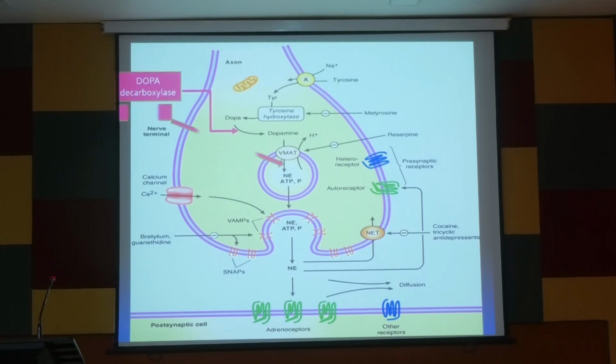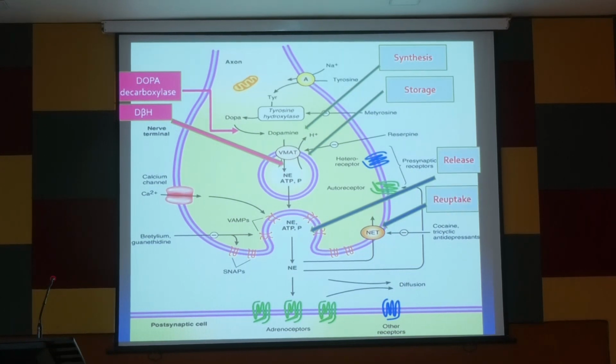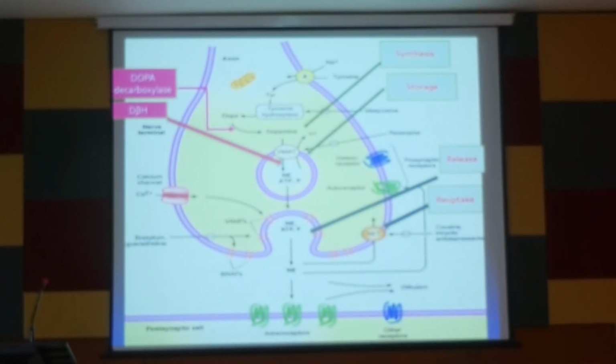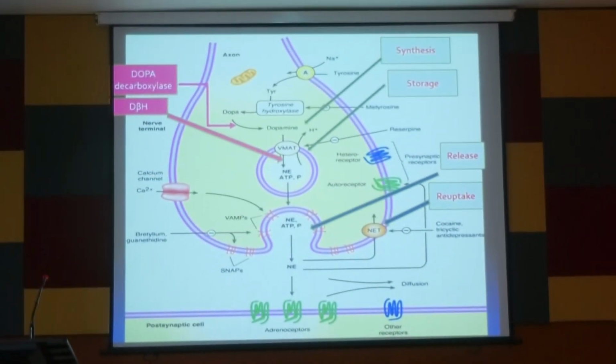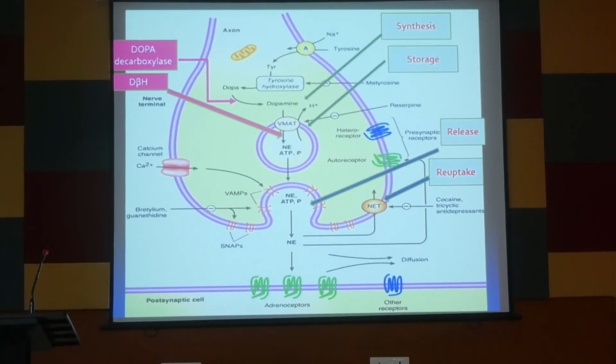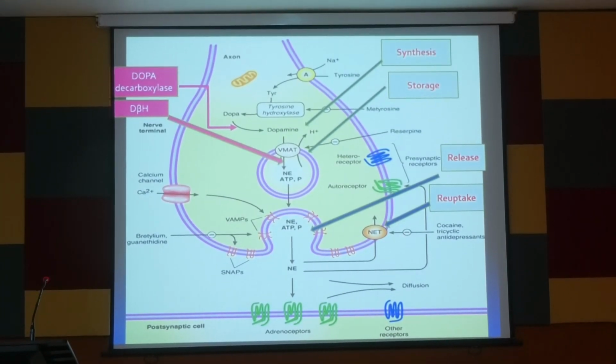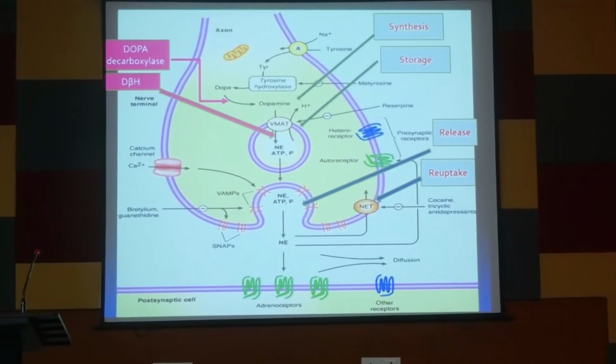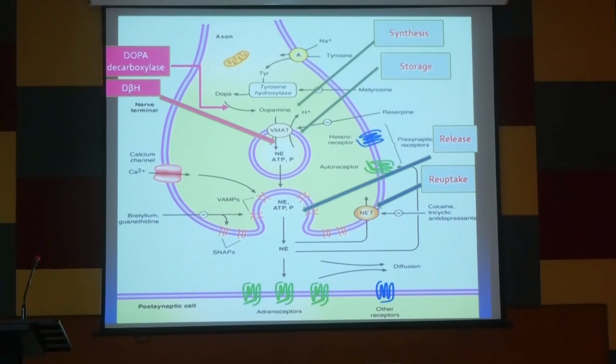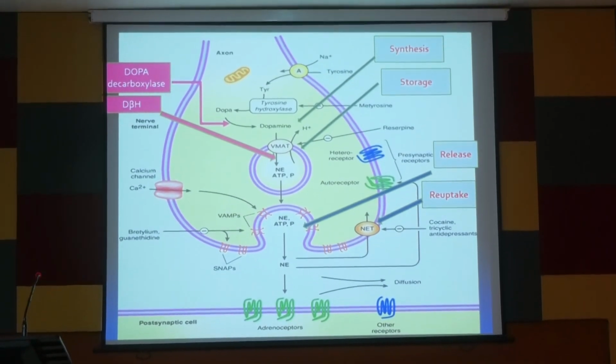Now here you can see these are the different enzymes. Now you can see what are the sites where the drugs might act. One I told you, here the reuptake can be inhibited. There is this axonal conduction. It may be affected not by drugs but by certain toxins.